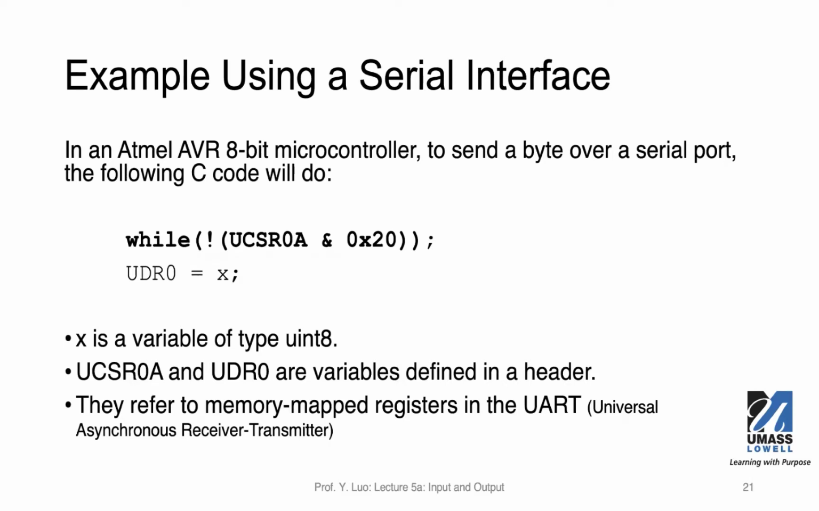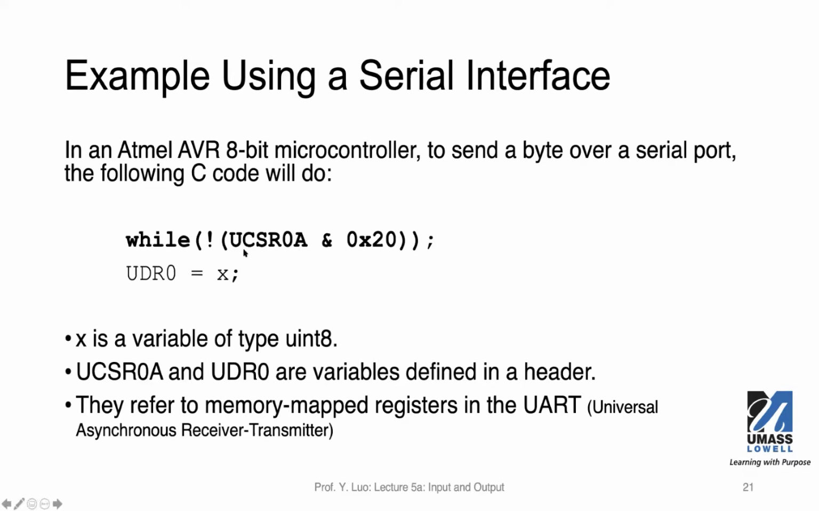Let's look at this example of using polling. We have an Atmel AVR 8-bit microcontroller, and we want to use this microcontroller to send a byte over a serial port. We can have the following C code. What you see here, the first line, is a while loop. And this UCSR0A, you can think of as the control register of that serial port, like the UART controller. This is one of the control registers in that UART controller.